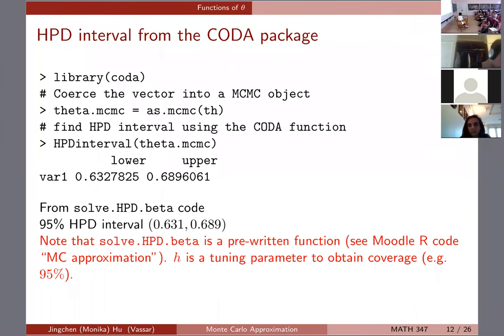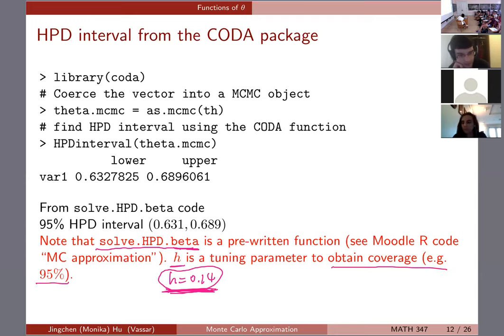Remember last time, Tony asked a question about a particular h value that I put in. It turns out I just used it without realizing it was a pre-written function that I had before. You can think of it as a tuning parameter to make sure that you reach the coverage that you want. Based on different distributions or different hyperparameters, you may want to play around with that particular parameter to get your desired coverage.